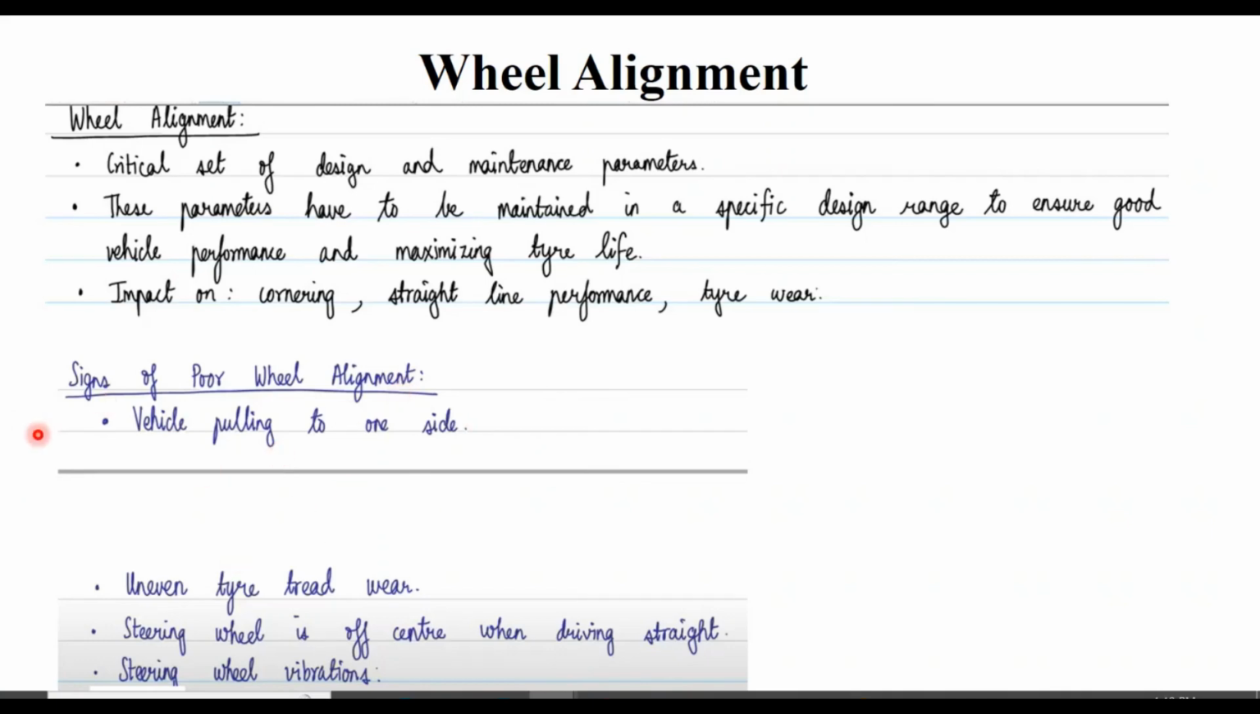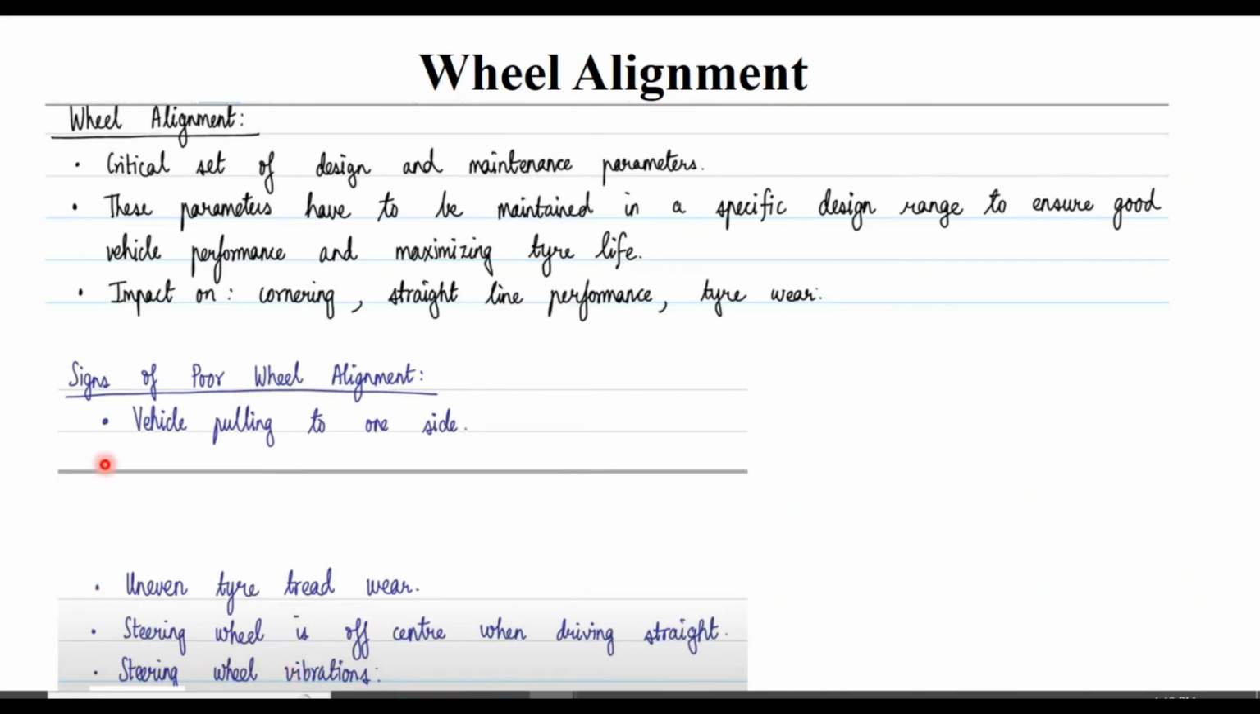There is also a sign of poor wheel alignment. If you have poor wheel alignment, the vehicle will pull to one side, and this will also create uneven tire wear and tread, the steering wheel is off-centered when driving straight, and you will also experience some steering wheel vibrations.